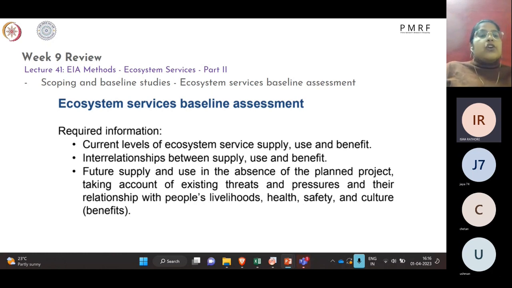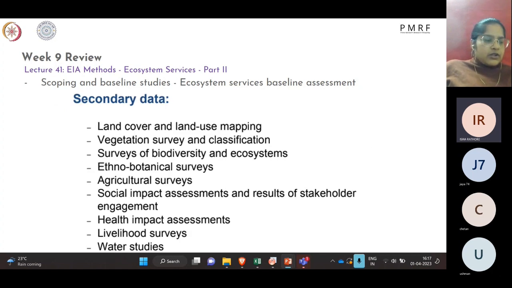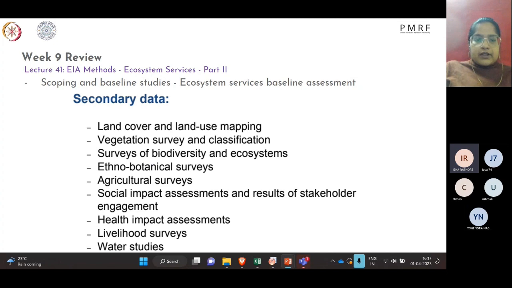Okay. So moving on, you also need to establish the relationships between supply, use, and benefits, and future supply and use in the absence of the planned project, taking account of existing threats and pressures and their relationship with people's livelihood, health, safety, and cultural benefits. And then you can look at secondary data like land cover, land use mapping, and the vegetation survey.